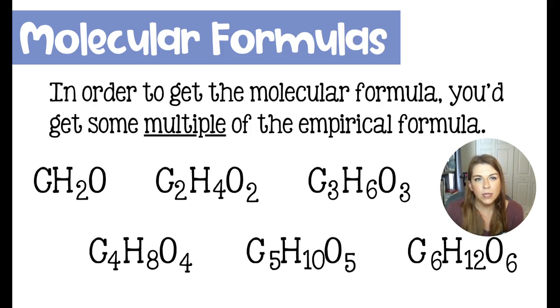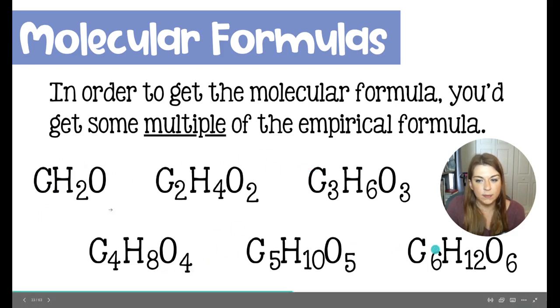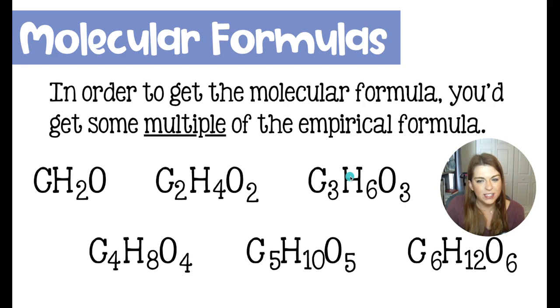I like to think of the molecular formula as some multiple of the empirical formula. So if this is the empirical formula for all of these substances, this has a multiple of 1, this is 2, this is all of the subscripts times 3, 4, 5, and 6. So that's kind of like the way I keep it straight in my head. The molecular is a multiple of the empirical.